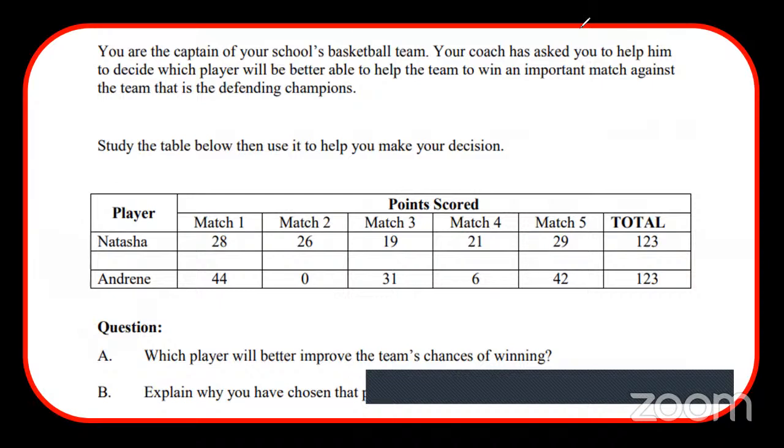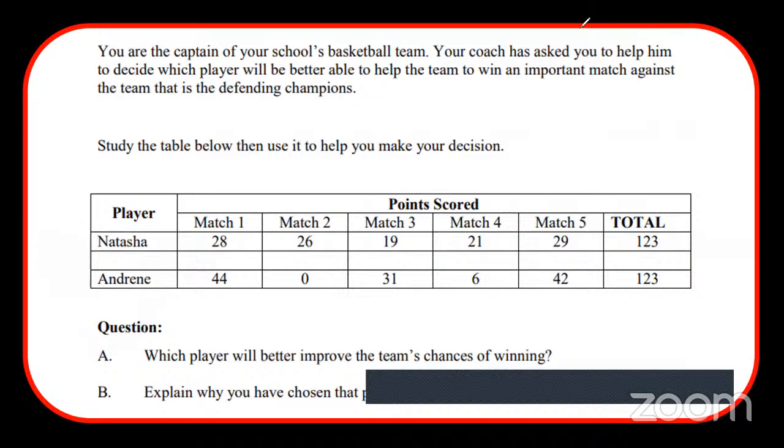Now we need to decide which player out of these two players. We have Natasha and Andreen. Which of these two players would be better to play at this championship? Would it be Natasha? Would it be Andreen? Let's look at the scores, the points that they have scored in previous games. Natasha scored 28 in match 1 and Andreen scored 44.